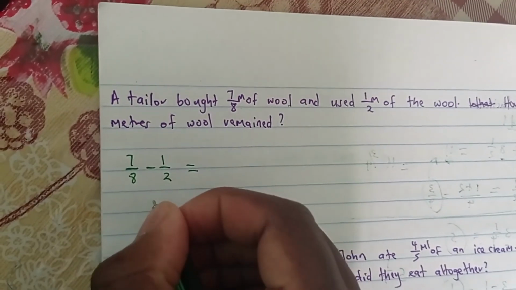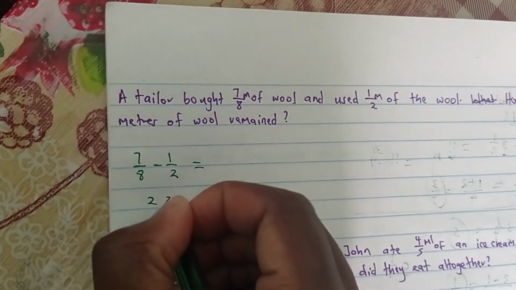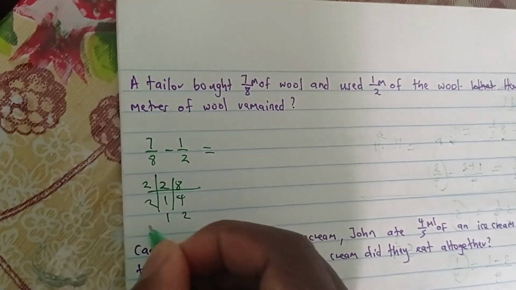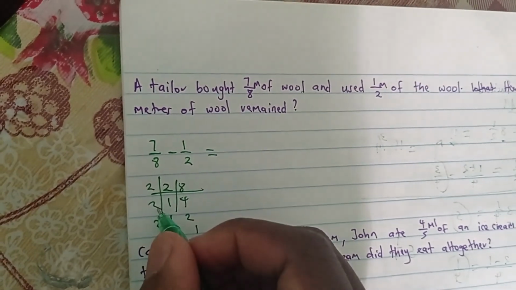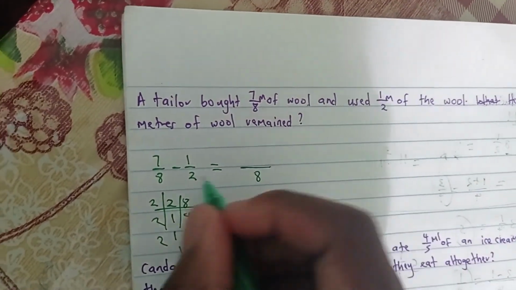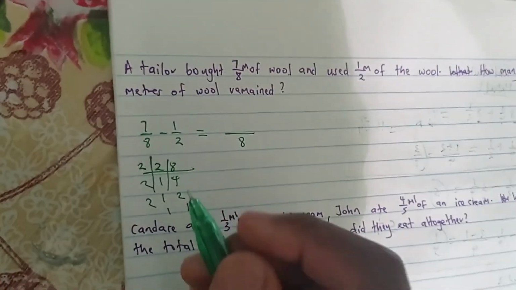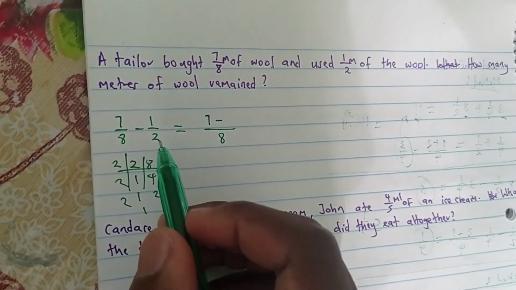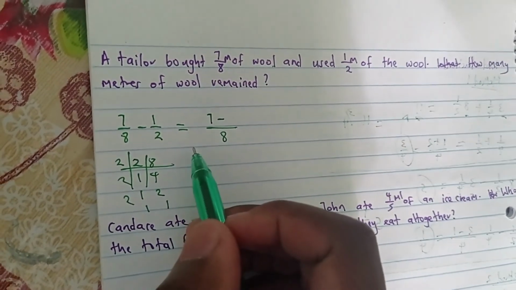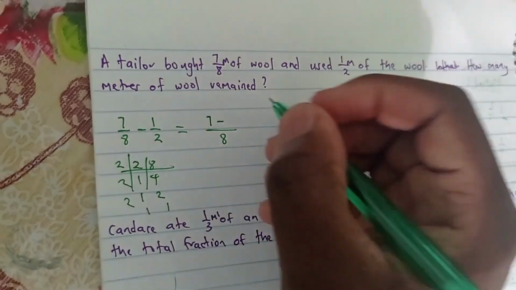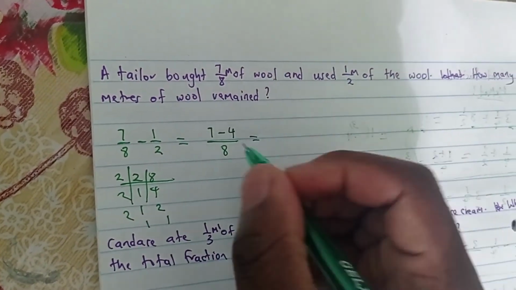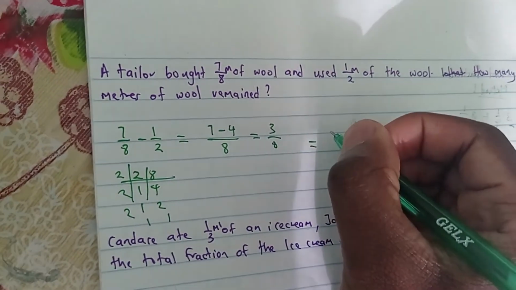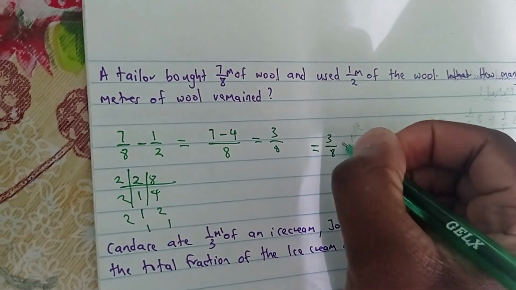So LCM of 2 and 8. That's the first step. You can divide by 2: 1, 4; 2, 1; 2, 2; 1, 1. 2 times 2, 4. 4 times 2, 8. So the LCM is 8. How many times does 8 get into 8? Only once. So 1 times 7, 7. Minus, how many times does 2 get into 8? Only 4. So 4 times 1, 4. So it's 7 minus 4, which is 3 over 8. So how many meters of the wool remained? 3 over 8 meters remained.